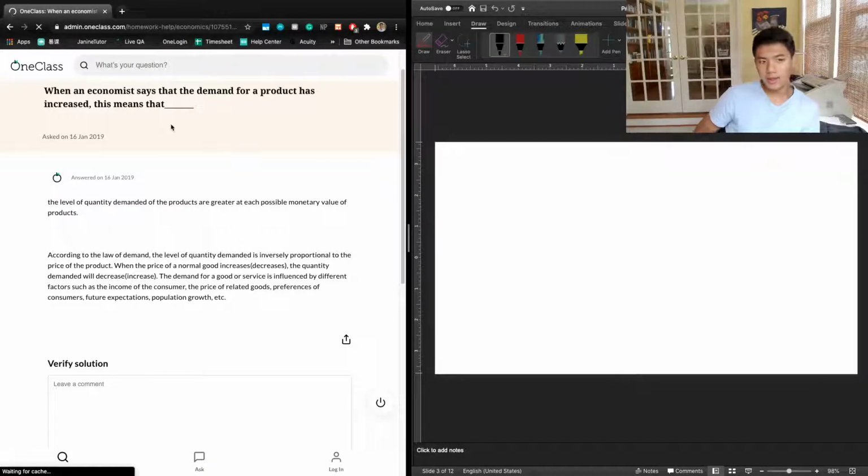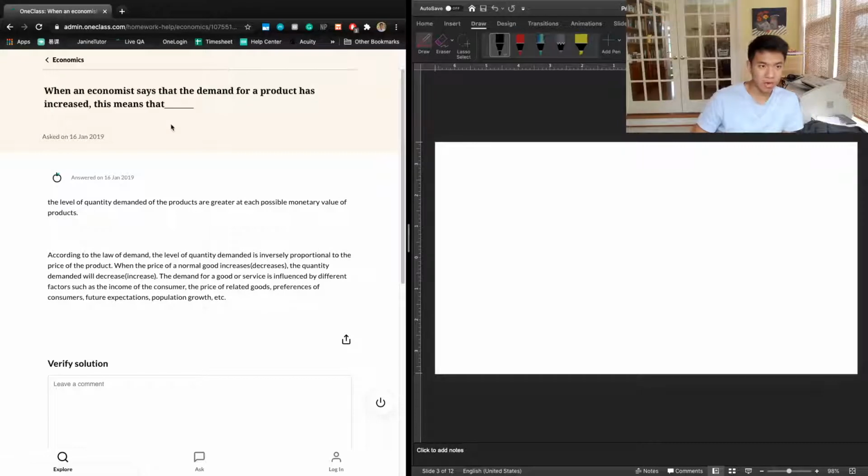The next question says, when an economist says that the demand for a product has increased, this means that, and so what that really is referring to is the distinction between an increase in demand and an increase in quantity demanded. So an increase in quantity demanded simply means that there's been some sort of price change and more of a quantity has been demanded, right? As the name might suggest. What we mean when we say that demand for a product has increased is that quantity demanded for this good has increased at every single price level for this market or good. And so that's what we're looking for in the answer choices.